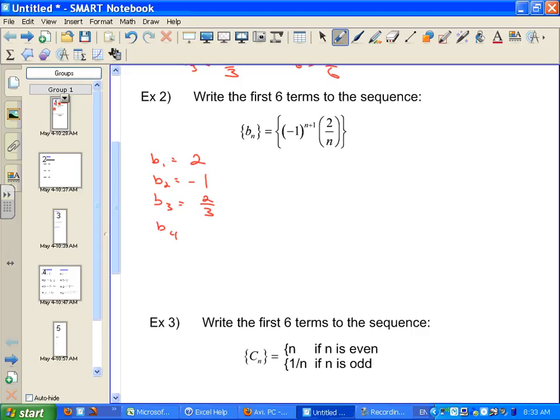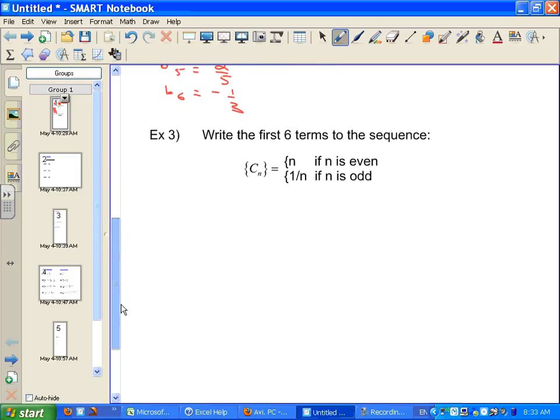So when I plug in the 4, negative, right? 1 half. Fifth term, positive again. 2/5. And sixth term, negative again. 1/3. Right, so those are my first 6 terms.